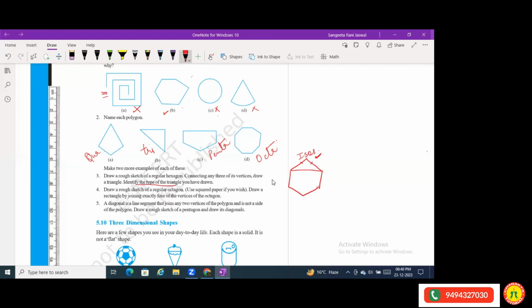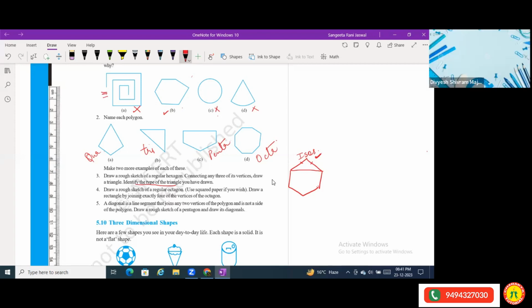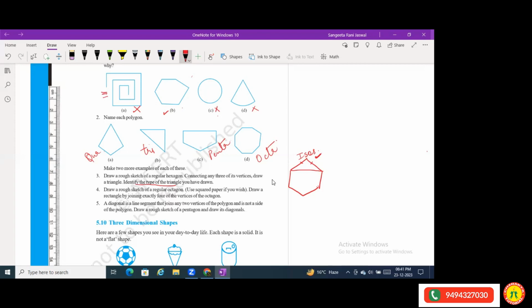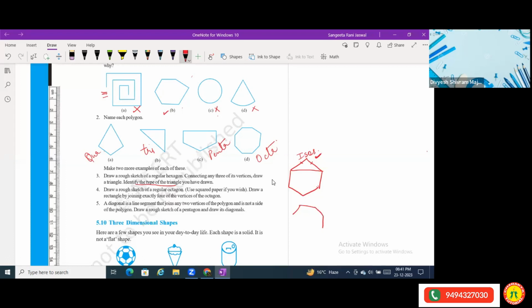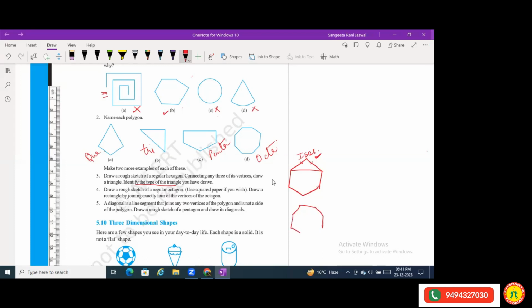Okay, now see question number 4. Draw a rough sketch of a regular octagon. Use squared paper if you wish to. Draw a rectangle by joining exactly 4 of the vertices of the octagon. Now you all please draw octagon in your notebooks. And join the vertices. Yes, ma'am, I joined the vertices. Join the 4 vertices. Yes, ma'am, I joined the 4 vertices. Good. What did you get there? Ma'am, I got a rectangle. You got the rectangle? Okay, that's nice.